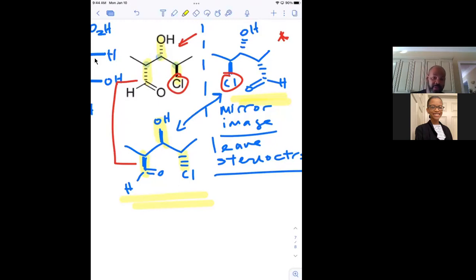What I'm showing you is just that there are two ways to draw the mirror image when you have more than one stereocenter. How many stereocenters, how many chiral centers are here? 3. Three. How many stereoisomers do I have possible for that?